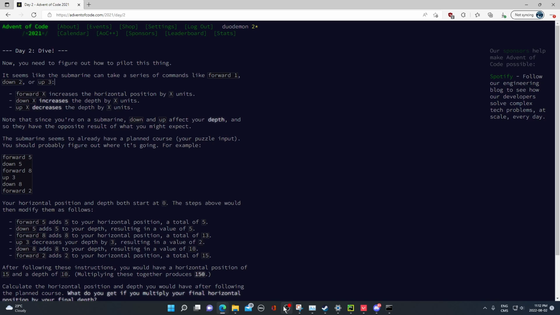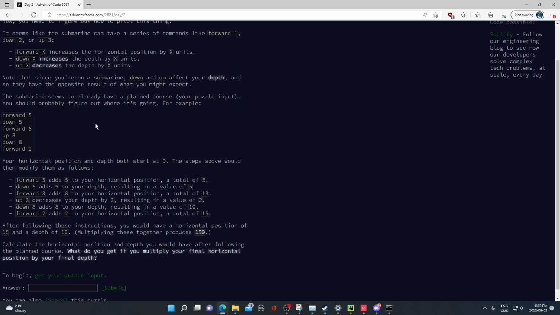Okay, so there's only forward, down, and up. So no backwards, no left or right. Got it. Note that since you're on a submarine, down and up affect your depth, and so they have the opposite result of what you might expect. So when you go down, you actually increase the number. You go up, you decrease the number. The submarine seems to already have a planned course, your puzzle input. You should probably figure out where it's going.